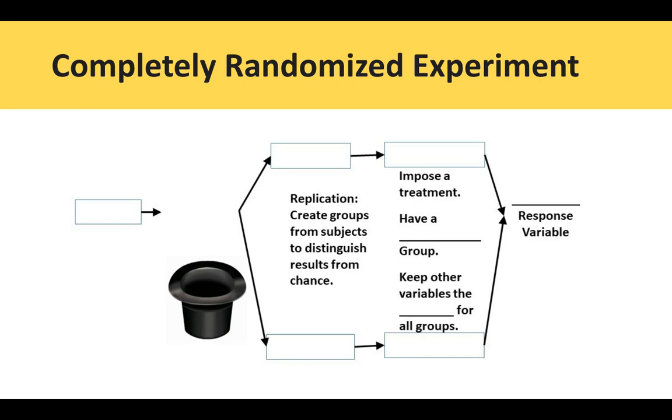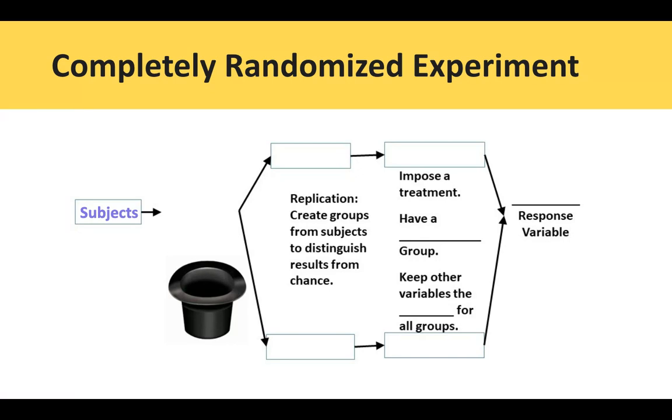So the following on this page is what we call a completely randomized experiment. So a completely randomized experiment means there's no grouping. We're just going to take our pool of subjects and randomly assign them to our treatments and then compare. So we have to start with our subjects, right?